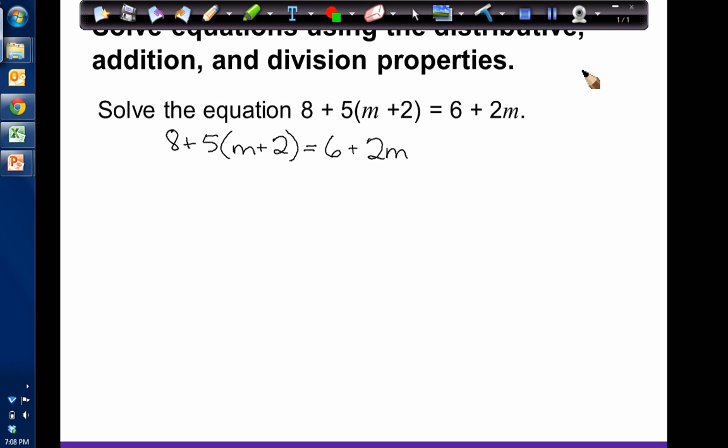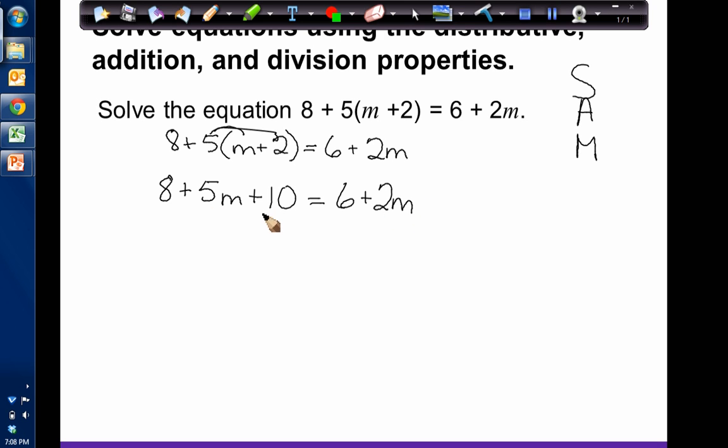Last but not least, we want to solve this equation. Remember our steps. Simplify each side of the equal sign first. Can we simplify this? Yes, we can distribute the 5. 5m plus 10, right? When we simplify the right side, no, not at all, so we're going to leave it alone. Can we simplify the left side any more? Yes, we can add like terms. So 5m plus 18, and the right side stays the same.